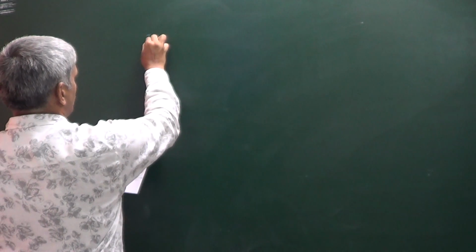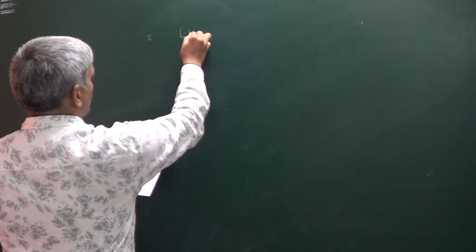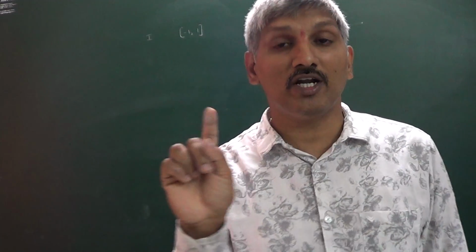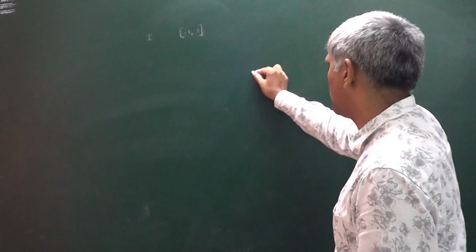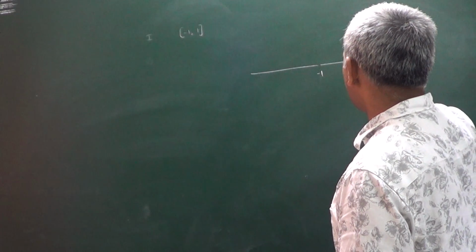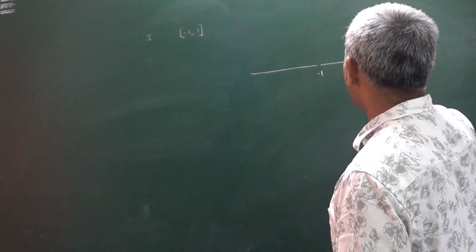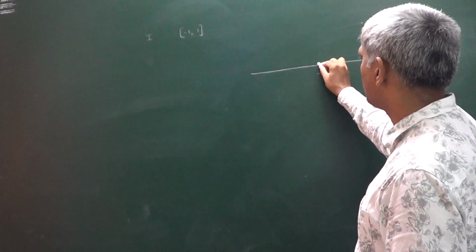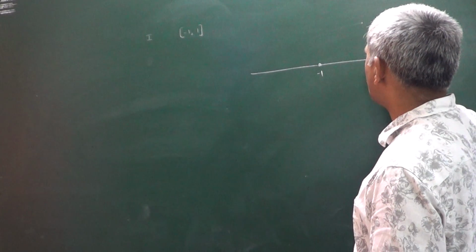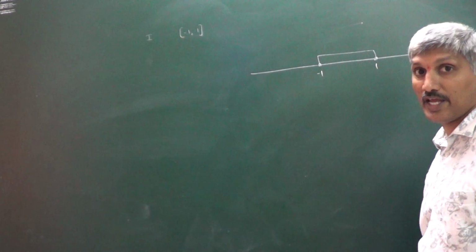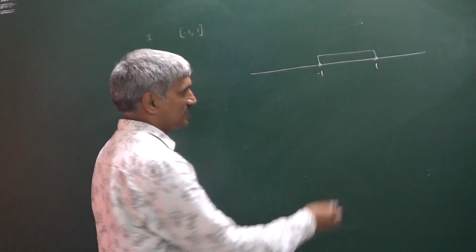So the next question is given like this: I be any interval disjoint from closed interval minus 1 comma 1. So what is the meaning for that? I be any interval disjoint from this. Here this is a minus 1 and here we have plus 1. This is the given interval. Now we can take our interval I as this one.